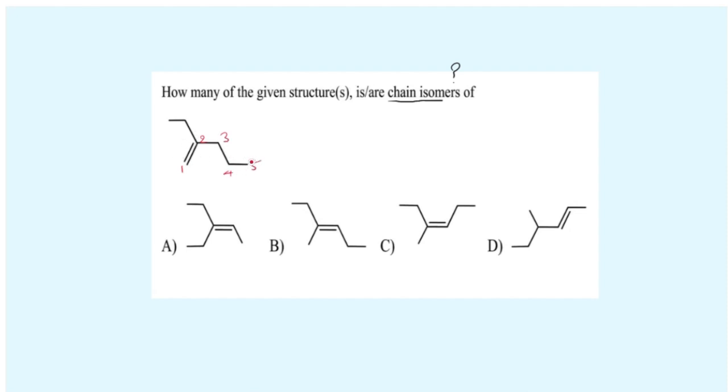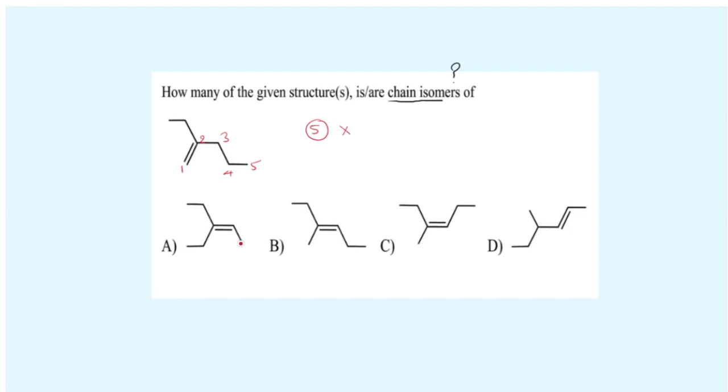Yes, this is the correct way of numbering. And in the principal chain, in the main chain, how many carbons do we have? 5 carbons. The chain isomer of this molecule must have either 4 or 6 or 7, whatever is the number of carbons, but not 5. Okay, so let's check for option A.